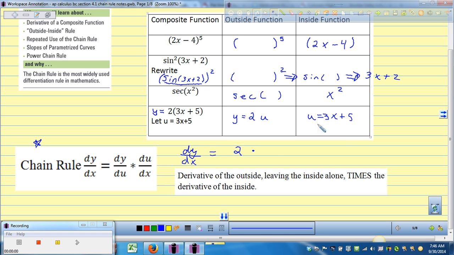Times the derivative of u with your variable being x. So what would that be? 3. So this is dy du times du dx, and we get 6. And if we were to have taken the derivative the way that we knew how before today, we would have had 2 times 3, or 6 as well.